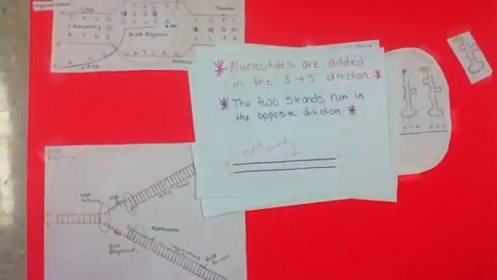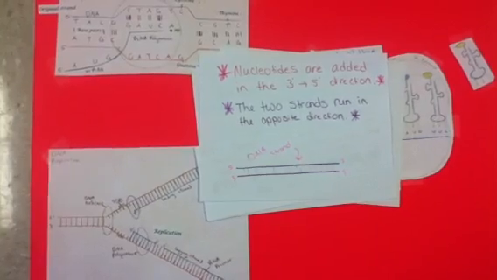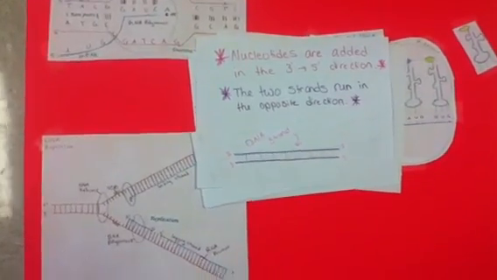Nucleotides are added in the 3 to 5 direction. The two strands run in the opposite direction, as shown below.